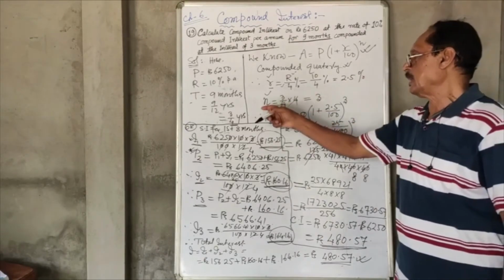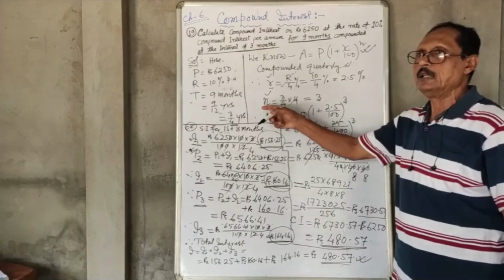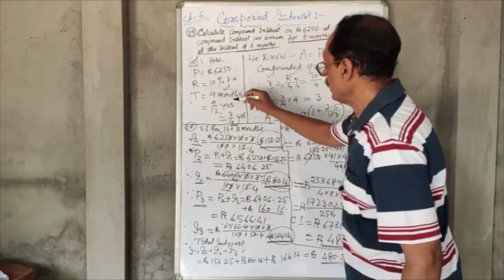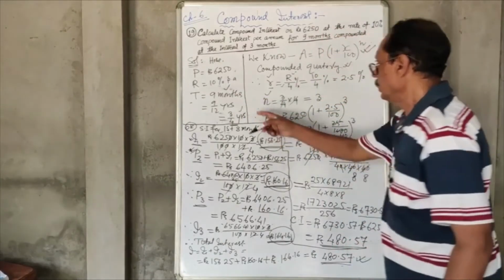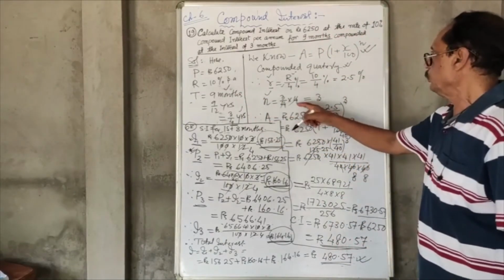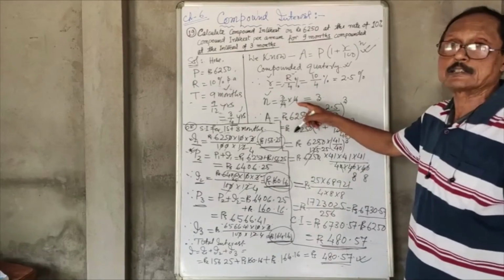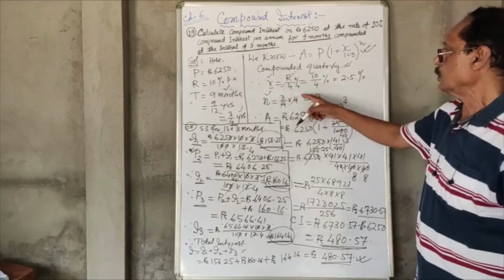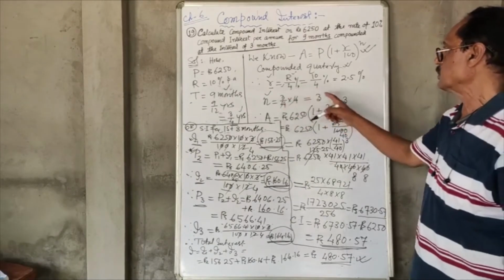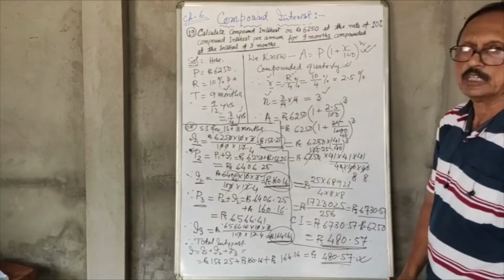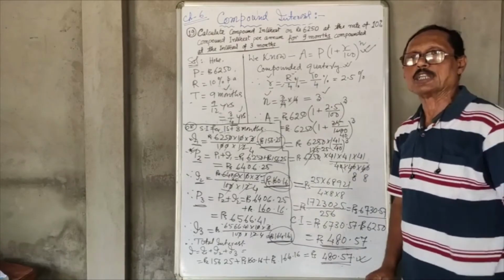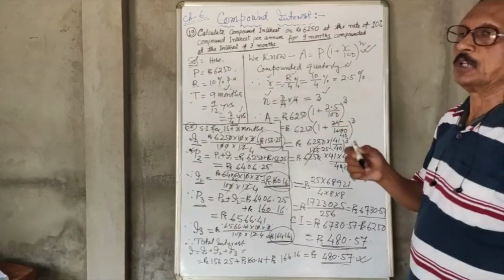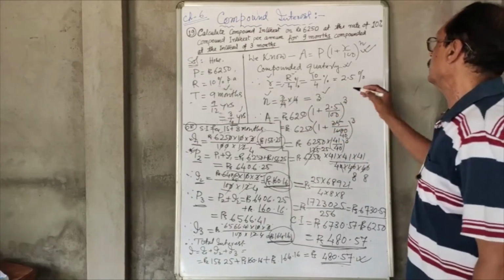And n is the number of conversion periods. How many will it be? The total time has been given as 9 months. 9 months means 9 by 12 years, that is 3 by 4 years. So 3 by 4 years into 4, because in a year it is compounded 4 times. So the 4 cancels, it is 3. So n is equal to 3. That means 3 times the principal will be compounded and the interest will be added to it.